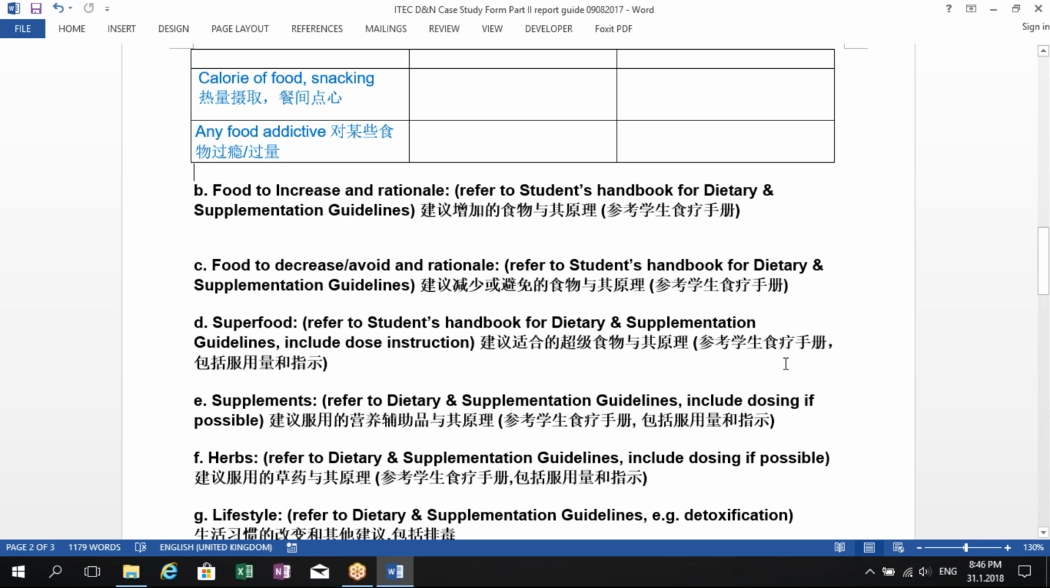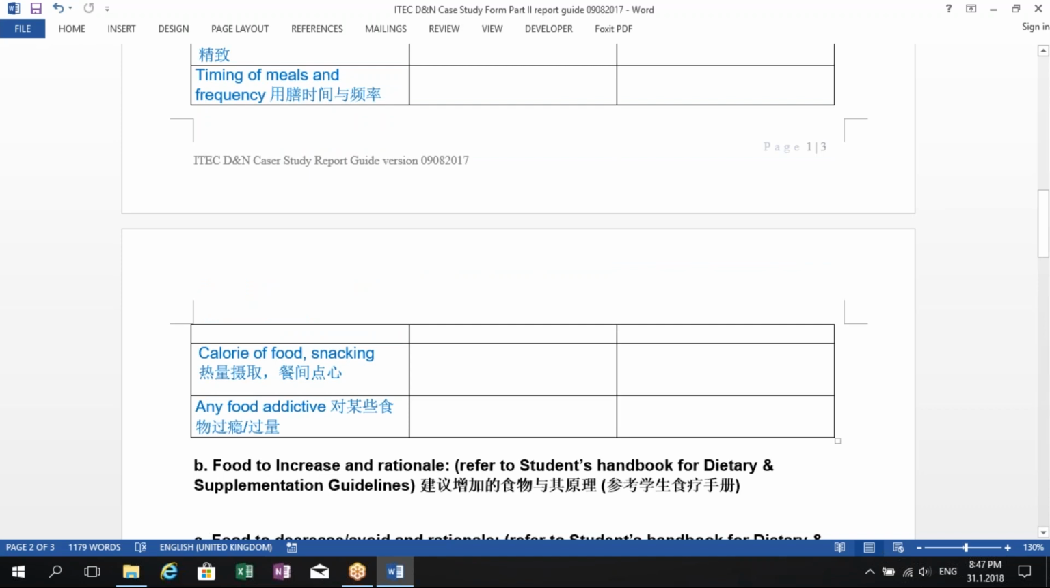It's enough. Then you don't need to write that point. Skip. Delete the whole thing because it's not a problem. You don't need to write all these problems. If there is no problem, just skip.